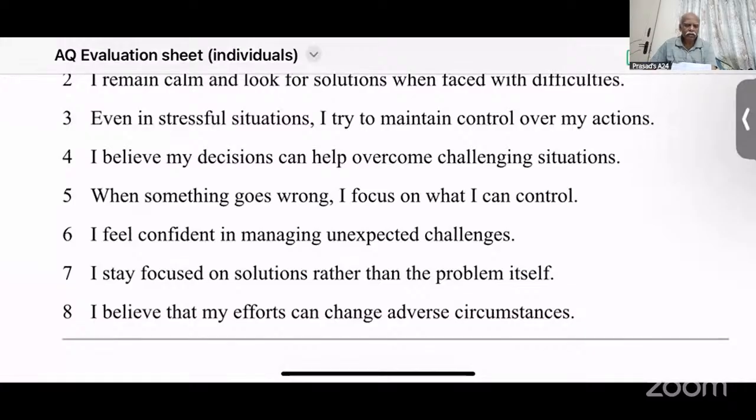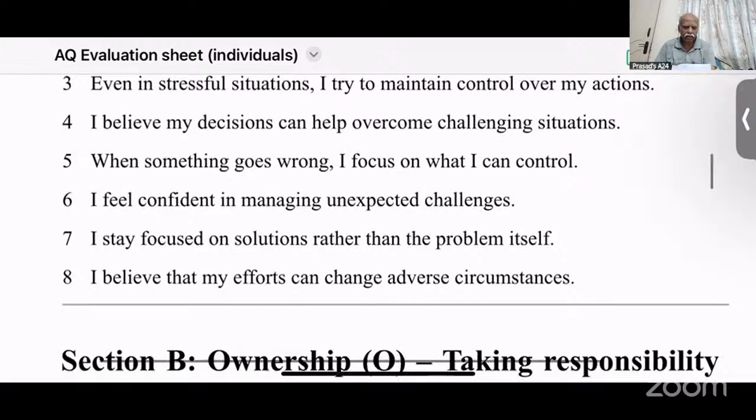Fifth one, when something goes wrong, I focus on what I can control. Sixth one, I feel confident in managing unexpected challenges.